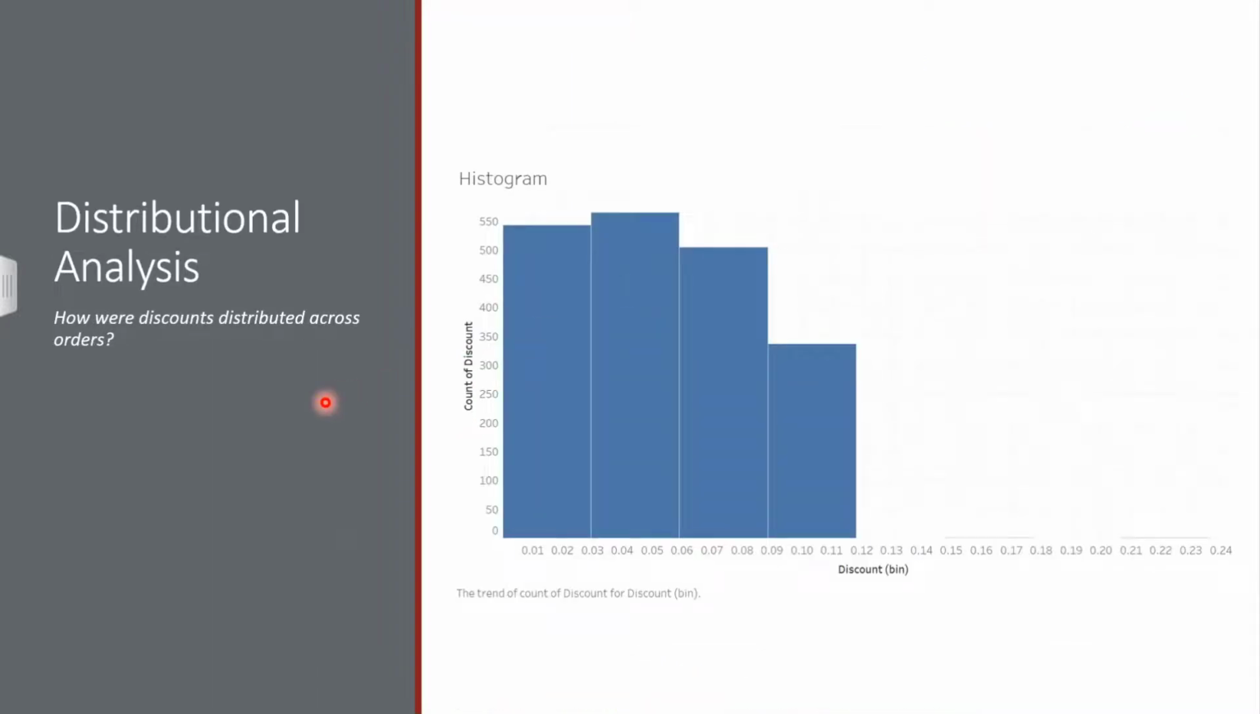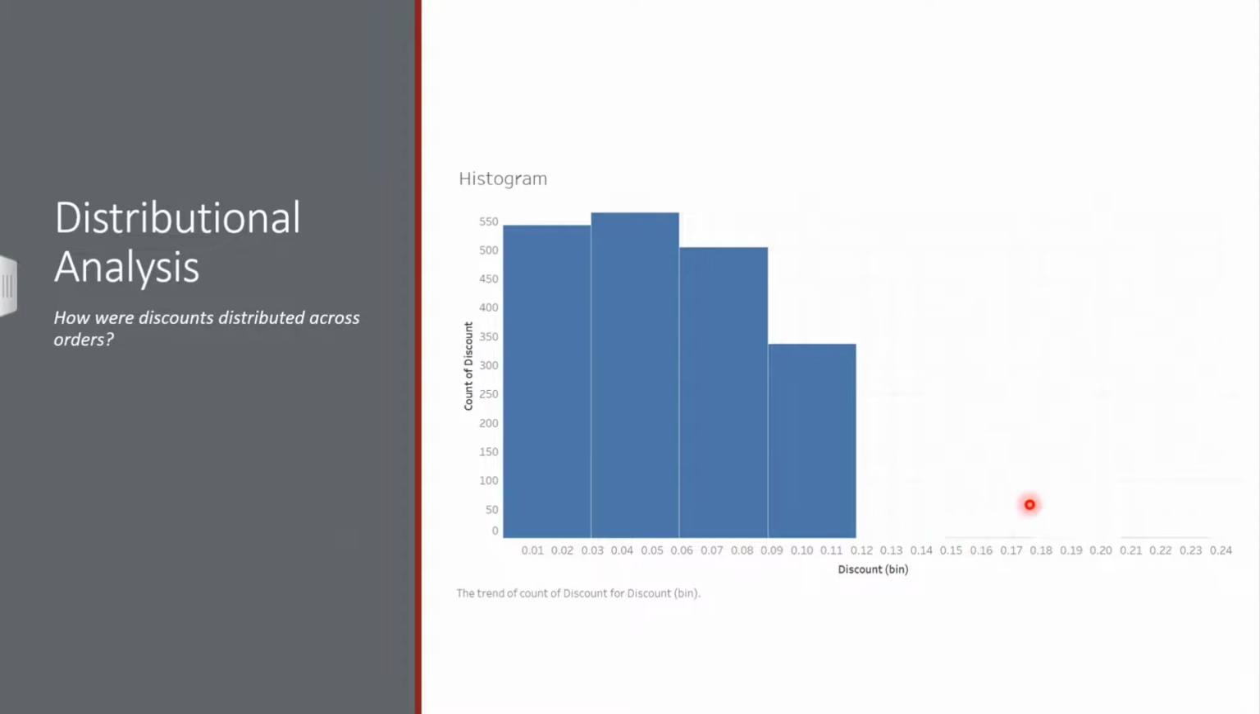Okay, so this is a histogram, and this is a distributional analysis. Tableau, in this case, automatically decided what my bins were going to be. On the x-axis is my discount, and then we have the number of records up here. This shows me that nearly every single sales transaction, or every single item, had a discount of less than 12%, 0.12.